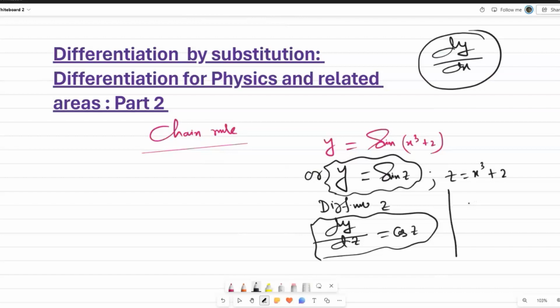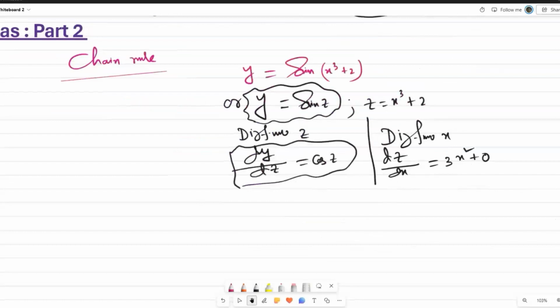From here, you find, differentiating with respect to x, what will I get? dz by dx. This is going to be 3x squared plus the derivative of 2, which is 0. So now we can multiply these two. And that rule of multiplication is actually chain rule. When you have replaced a part of the function by another variable, then this rule we have to apply.